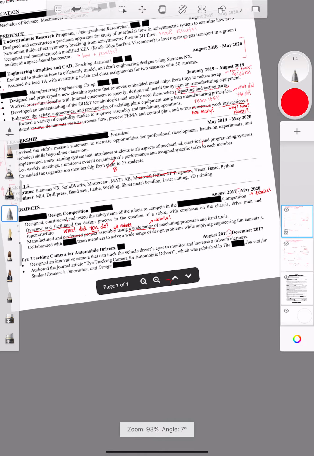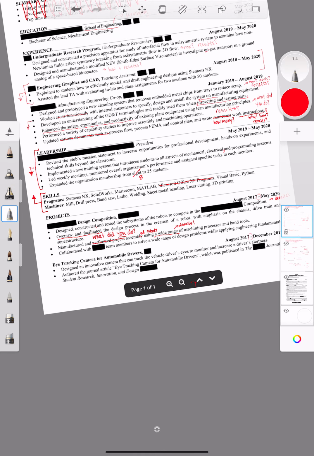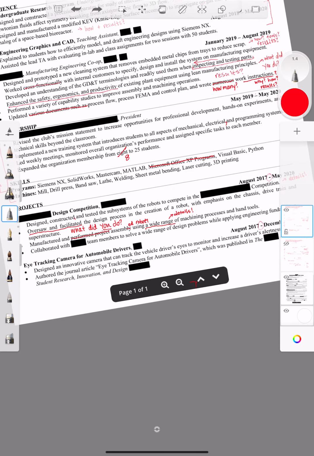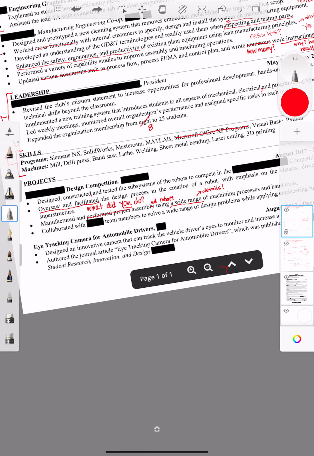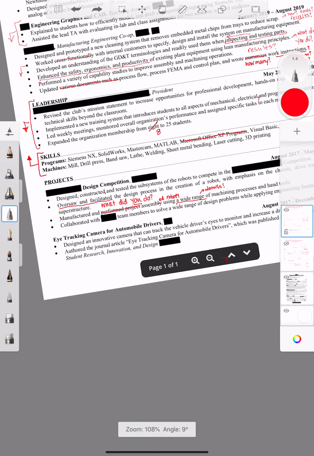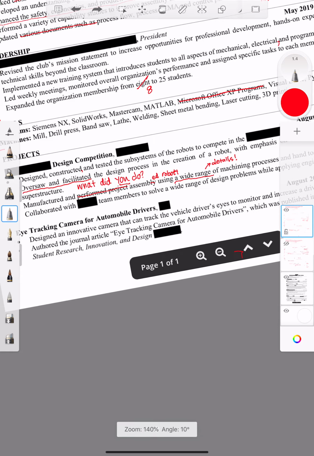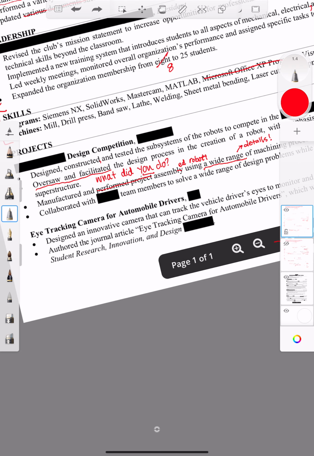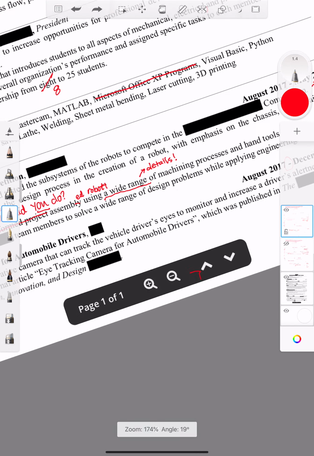So I have a strong feeling that the machining processes they use for the robot are listed in the machining processes in the skills section. I don't know. I'd prefer listing one place or the other, but a wide range sounds weird to me, but that's just me. "Collaborated with X number of team members, I'm guessing, to solve a wide range of design problems."